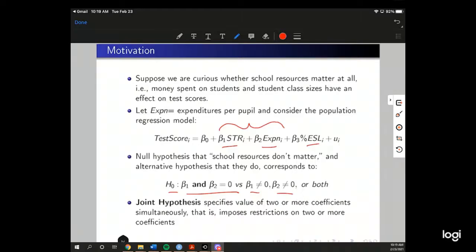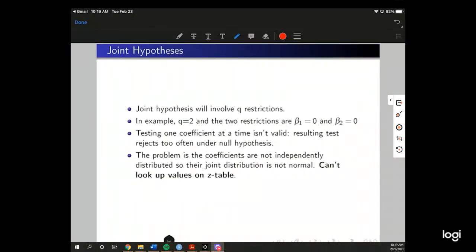So a joint hypothesis, more formally, specifies values of two or more coefficients simultaneously. That is, it imposes restrictions on two or more coefficients. So a joint hypothesis will involve Q restrictions. In the example on the previous slide, Q was equal to 2, and the two restrictions were beta 1 equals 0 and beta 2 equals 0. We could test Q equals whatever we want, depending on the number of coefficients in the model. So if we have 10 variables in our model and there's 10 coefficients, well, we would have 11 because we would have an intercept. We could have 11 restrictions.